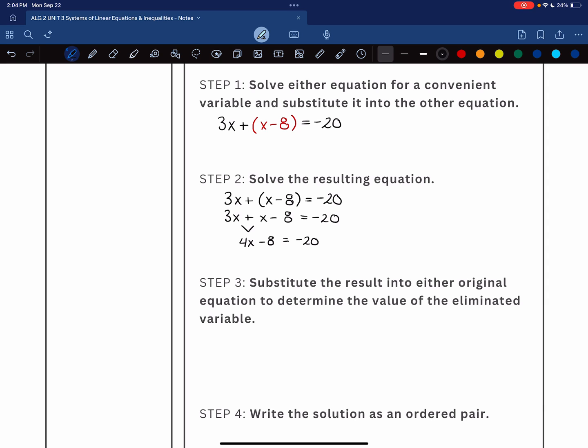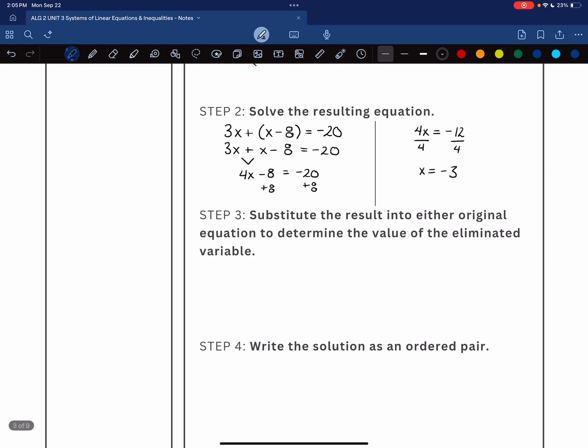Next, you want to always undo addition or subtraction first, so we'll add 8 on each side. Draw a vertical line here so that you can divide your work and not get it mixed up. That's going to give you 4x equals negative 12. And then lastly, divide each side by 4. That gives you x equals negative 3.